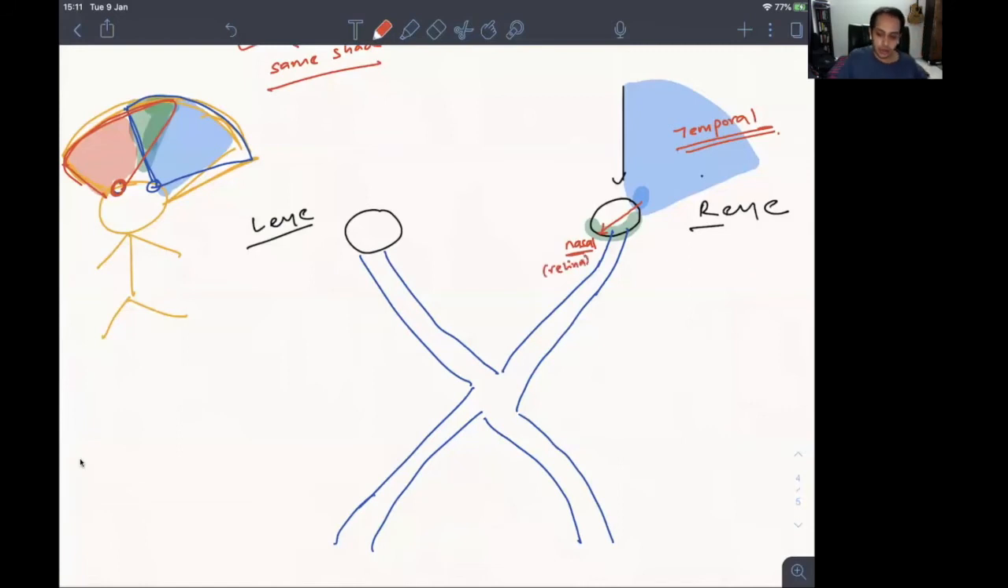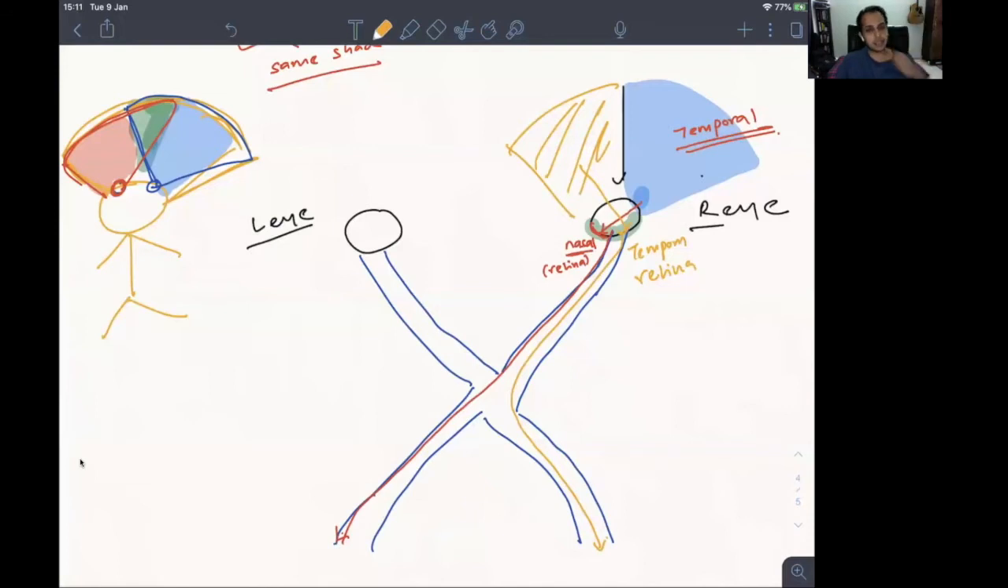And all the images on the nasal side of the retina will come through the optic nerve and cross over to the other side. Whereas all the images coming in from the nasal side of the field will fall on the temporal retina, and this will go to the same side.